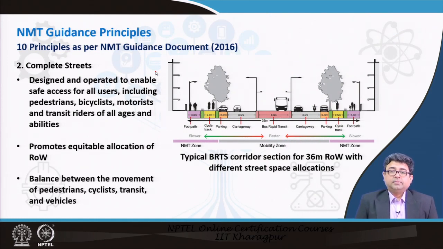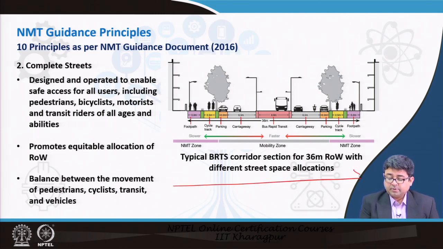Next is the principle of complete streets. Whenever you are designing a street, you have to keep in mind that the street should be designed for all modes of transport, including non-motorized transport. Even when you are designing a main street, for example, this is an example of a main street, right? This is a cross section of a main street, which has a 36 meter right of way.